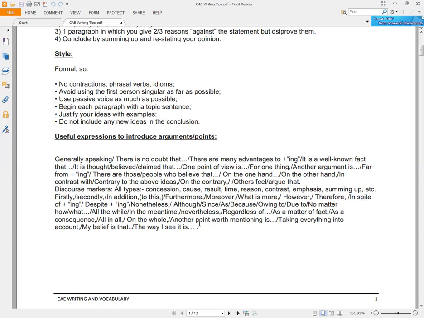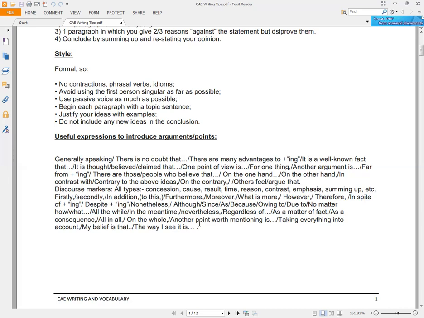In contrast with, contrary to the above ideas. So contrary to the above ideas is used to talk about the negative opinions or the against idea. On the contrary, others feel, argue that, and so on.